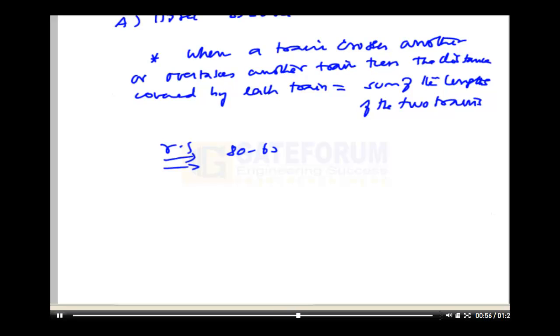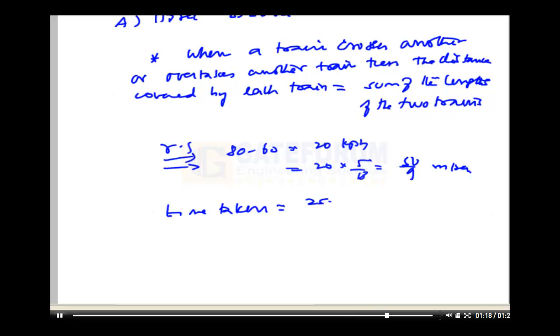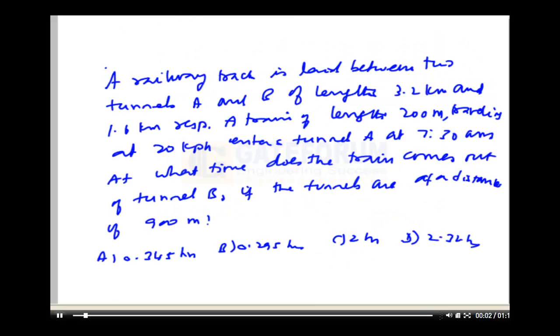Relative speed in the same direction is the difference of speeds. 80 minus 60 is 20 kilometers per hour. Multiplied by 5 by 18 to convert into meters per second is 50 by 9 meters per second. So time taken, distance is the sum of the lengths of the trains by the relative speed, will give you 650 into 9 by 50, that is 117 seconds.